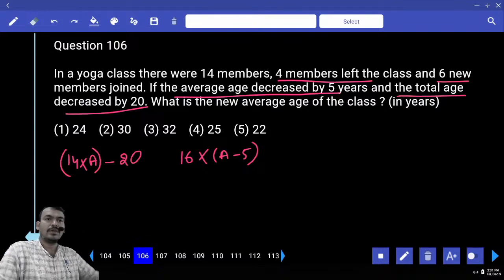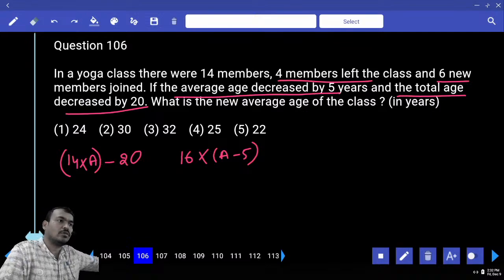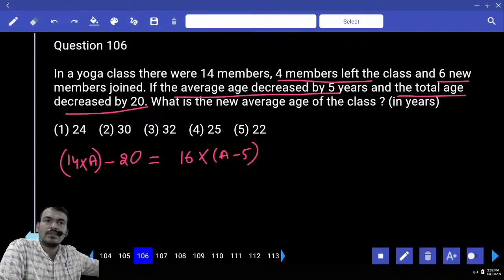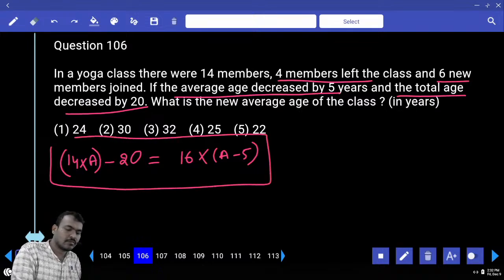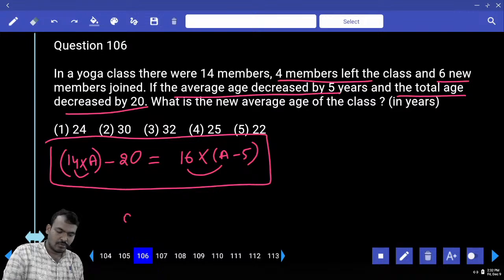20, or not? Means new total age is nothing but old total age minus 20, or not? That is equal to which one? 16 into (A minus 5), or not? What is the left hand side data? Original total age. In this one, how much value is decreased? 20. Then we get the new total age, or not? The same new total age is also equal to how many persons' total age? 16 persons, or not? Solving this one, we get the A value, or not? Yes or no? 14A, 16A. Difference is 2A, or not?